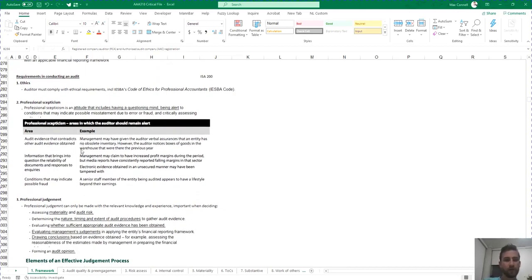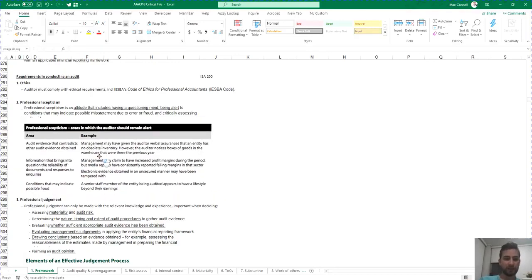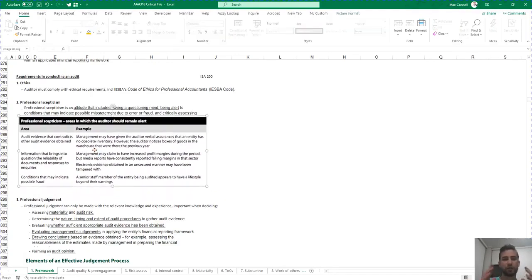Requirements in conducting an audit. Number 1, ethics. The auditor must comply with ethical standards. Number 2, professional skepticism. We talked about this earlier. It's basically, in a nutshell, an attitude of being questioning. Even if you're being given information, you need to think skeptically and say, is this information correct? We need to confirm this independently.